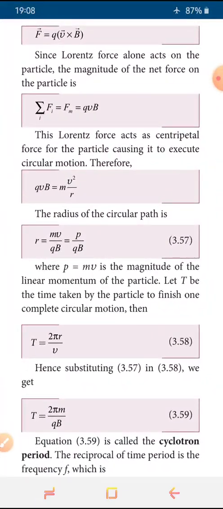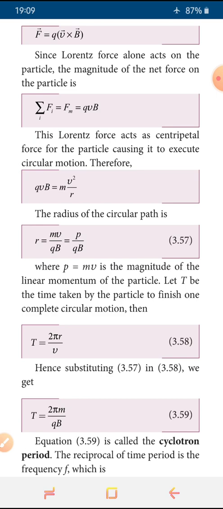Then we write the magnetic Lorentz force. This Lorentz force is acting on the particle, and the magnitude of the net force on the particle, we can write, Fm is equal to BQV. This Lorentz force acts as the centripetal force, causing the circular motion. Therefore, we can write from the Lorentz force, this should satisfy the centripetal force. Then here we write BQV is equal to mv square divided by r.